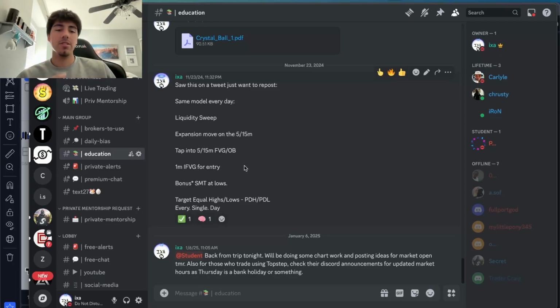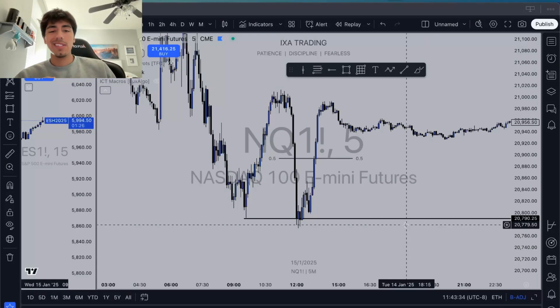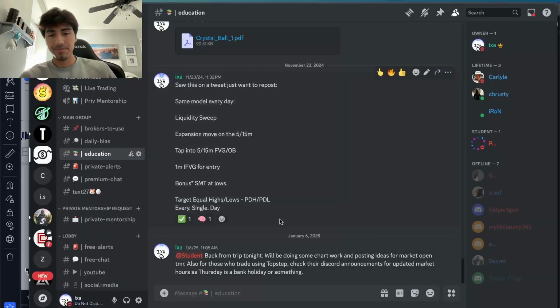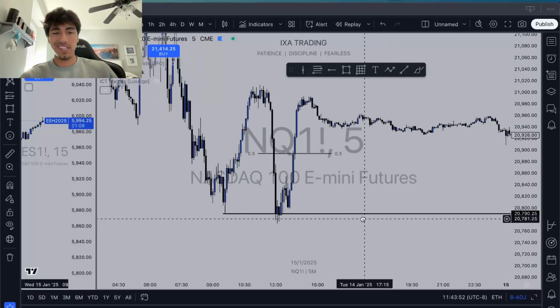A 1-minute inverse fair value gap for entry is okay. I don't necessarily do that every time, but I would say my best entries are BPRs, which is an inverse fair value gap and a fair value gap overlapping. Those are great as well. But then your targets can be imbalances, equal lows, equal highs, daily highs, daily lows. Doesn't really matter. So that's just a quick video.